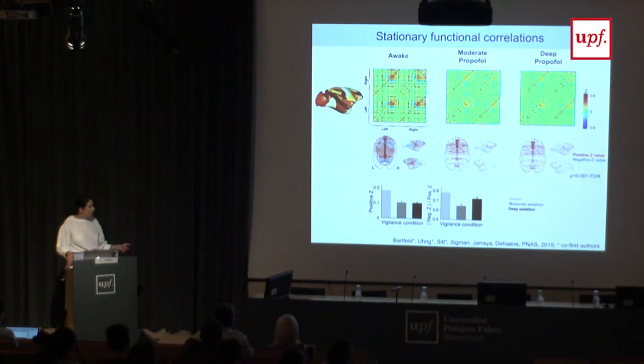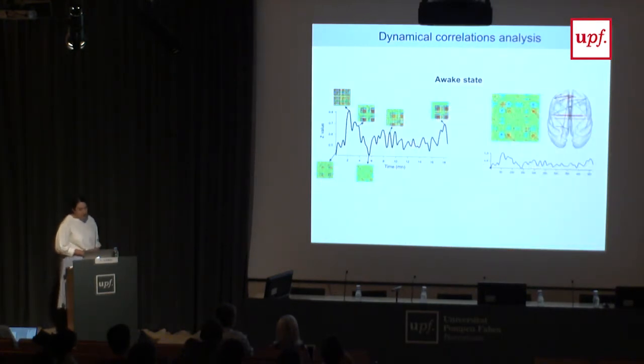The positive correlations are very high in the monkey brain in the wake state, so this represents the wake state. This represents moderate propofol anesthesia, and deep propofol general anesthesia. If you do the ratio of the negative to the positive correlations, it is much higher in the wake state than under anesthesia, and significantly different. But it's not the only analysis that we did in these monkeys.